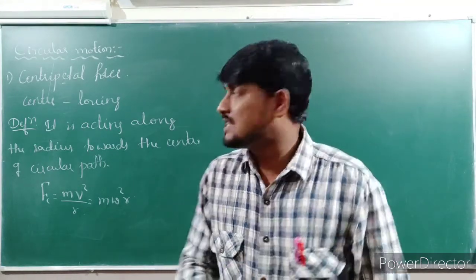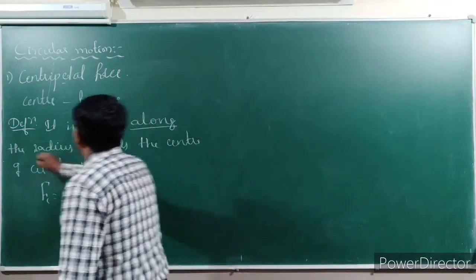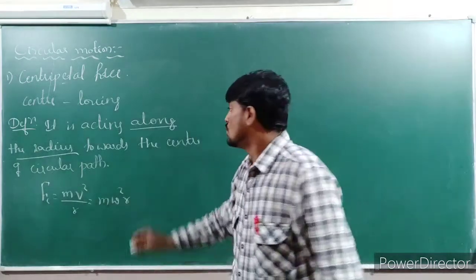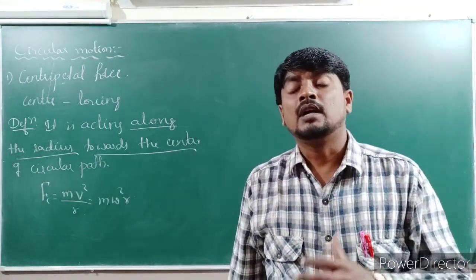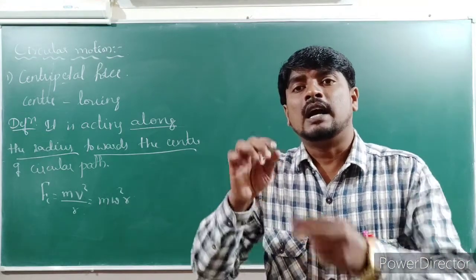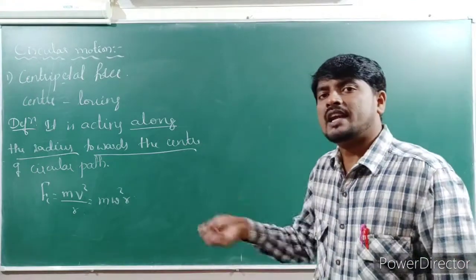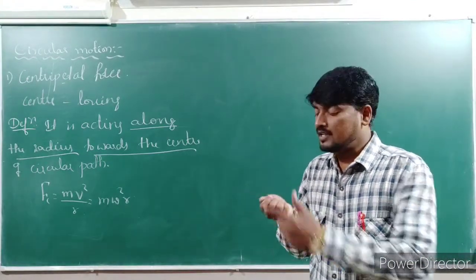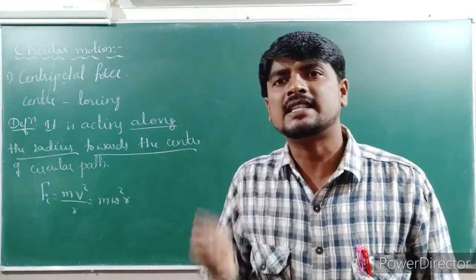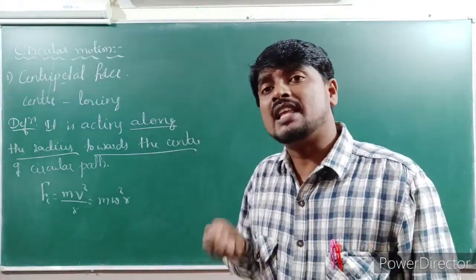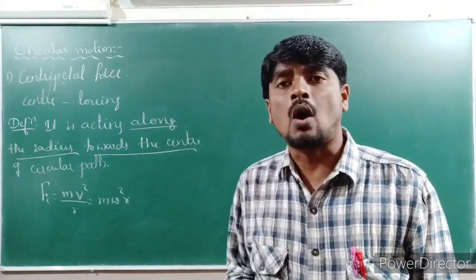Now friends, as I said, the centripetal force is acting along the radius towards the center. Take a stone, take a string, and tie it to one end. Then start rotating like this. The wrist itself is acting as a center. If you keep on rotating, the stone is rotating round the clock.